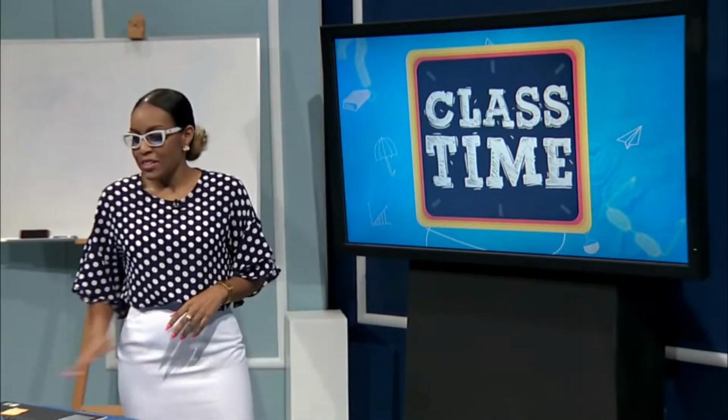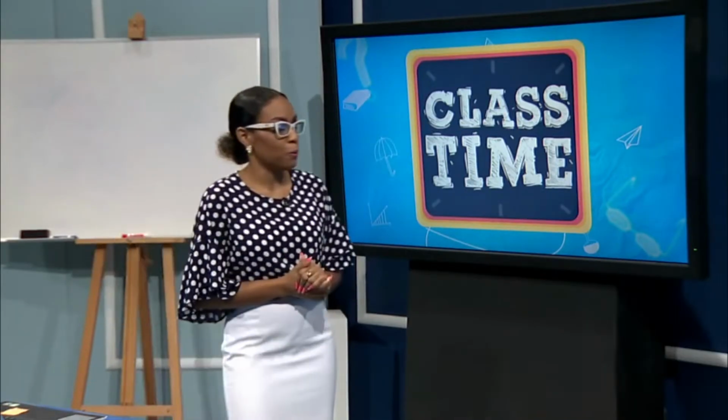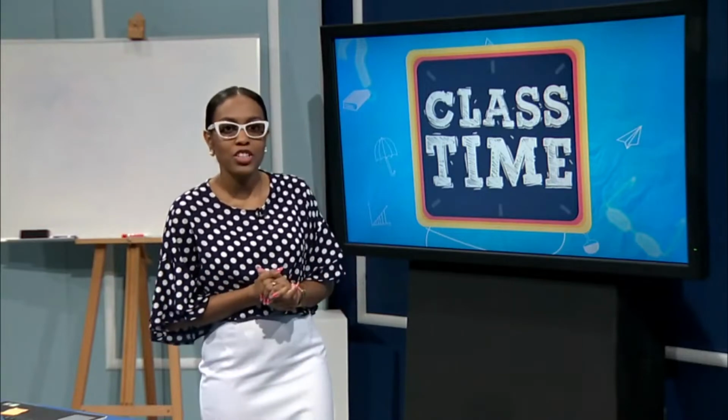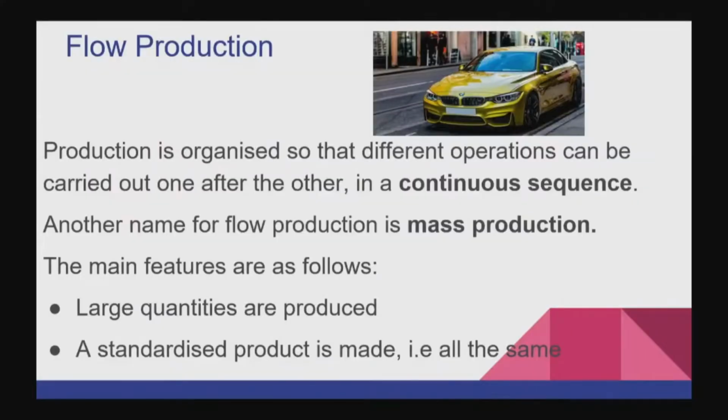All right. So we're going to be moving on now to the final method of production, which is flow production. All right. So what is flow production? This production is organized so that different operations can be carried out one after the other in a continuous sequence. We're going to get into that.